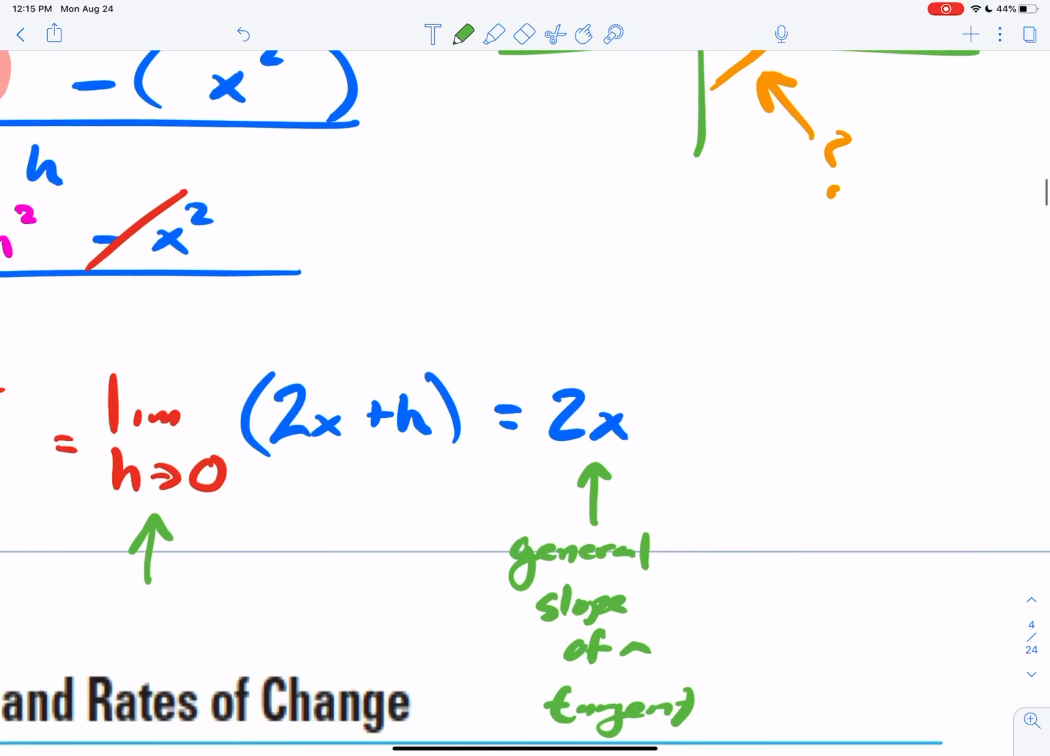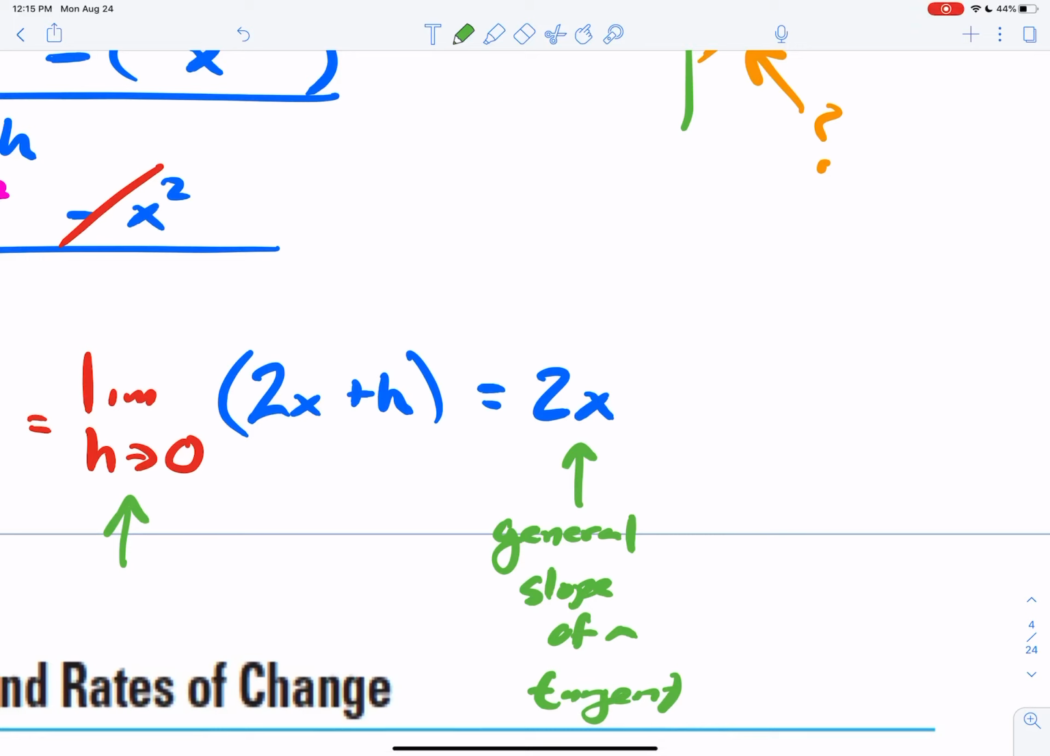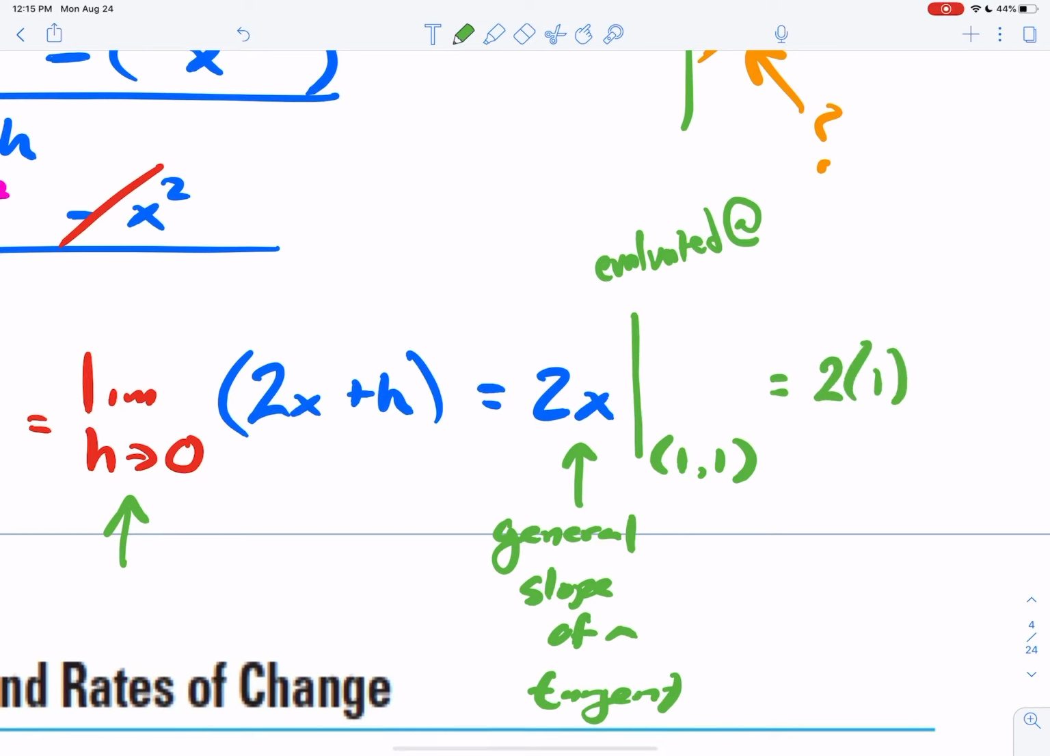So here's what you guys do. We're going to evaluate this at 1, 1. And the notation here is you draw a vertical bar. That just means evaluated at. Okay? So I'm going to write 1, 1 down below here. Now, since 2x only has the variable x, obviously we're not going to plug in the y coordinate because there is no y coordinate here, okay? So this is just going to be 2 times 1, which is 2.